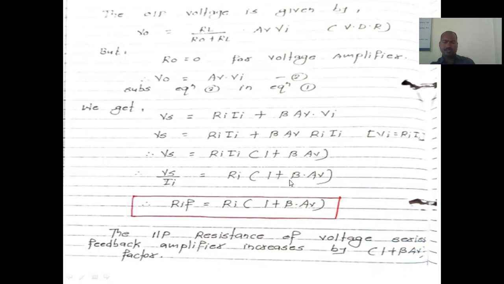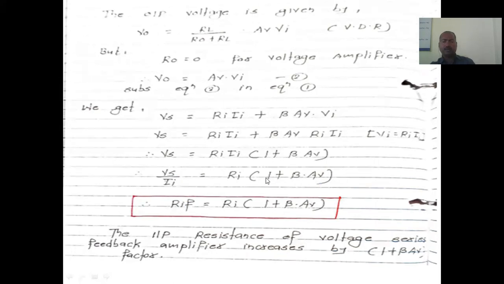See, this is the thing. Vi upon Ii indicates the input resistance with feedback. It is nothing but Vi upon I, which is R, by Ohm's law. All these things are related to the feedback amplifier, so this is feedback related. That's why we take F, and I indicates input. So Rif indicates the feedback input resistance: Ri into 1 plus beta AV.